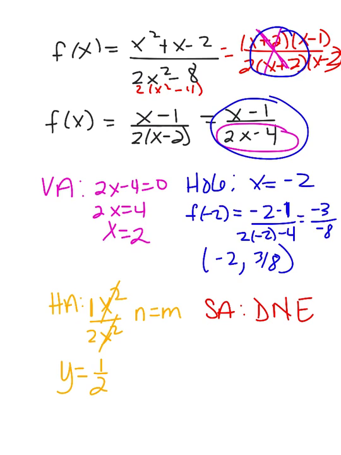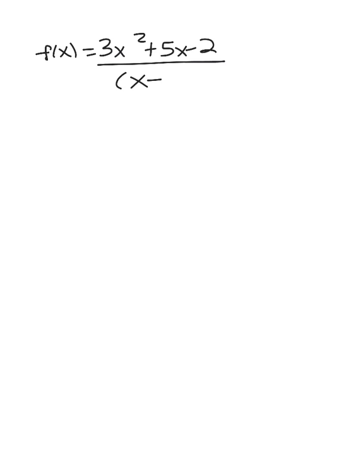letter B. Okay, so B is f of x is equal to 3x squared plus 5x minus 2 over x minus 1. Okay, so the numerator does factor. The numerator factors and becomes 3x minus 1 times x plus 2 over x minus 1. So I notice that nothing reduces. There are no factors that are the same, so that means I do not have a hole in the graph.